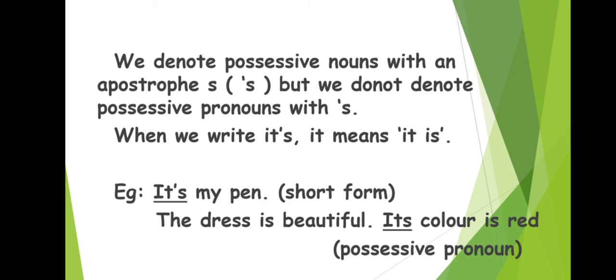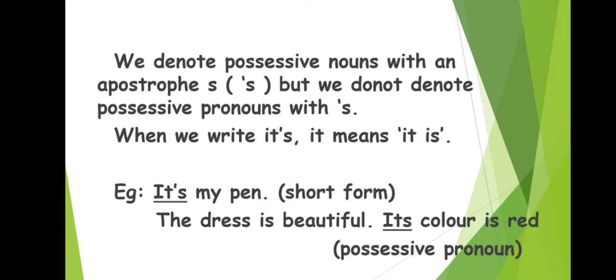And here we are going to look at one example, and that is its. When we write it apostrophe s, it means it is. It's is a short form of it is. So we are going to look at two sentences in which it's is used. Look at the first sentence, it's my pen. Actually, it's in this sentence is a short form. Actually, the sentence should be it is my pen, but we have used a short form.